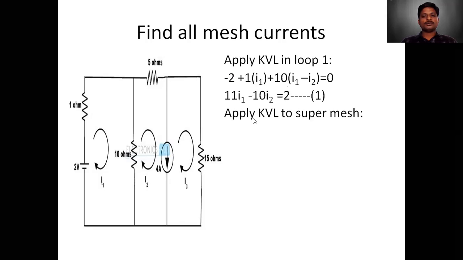Now, as I told you already, because of the presence of a current source in between two meshes, we cannot apply KVL for each mesh separately. That is, we cannot apply KVL for the I2 loop and we cannot apply KVL for the I3 loop. Therefore, what we are going to do is merge these two loops into a single loop or single mesh. So we call it a super mesh. And we will write a super mesh equation like this.